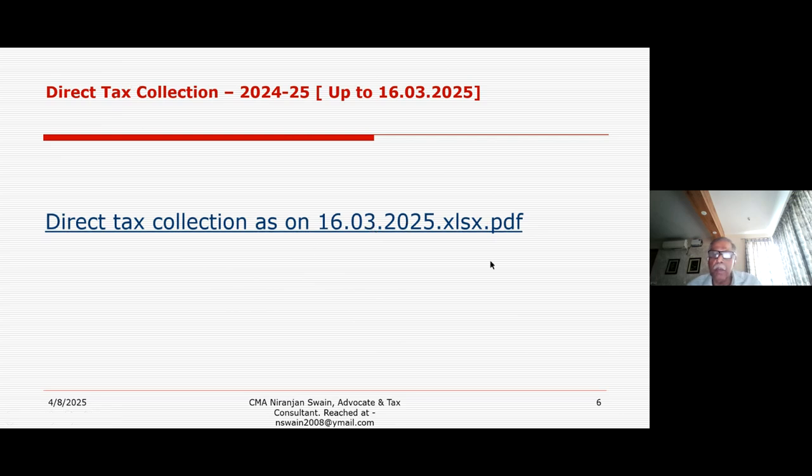Actually, this is the figure I have given up to March. If we compare it, you will find the gross collection has increased 16.15% in comparison to the financial year 2023-24. 16.14% is a very high side.